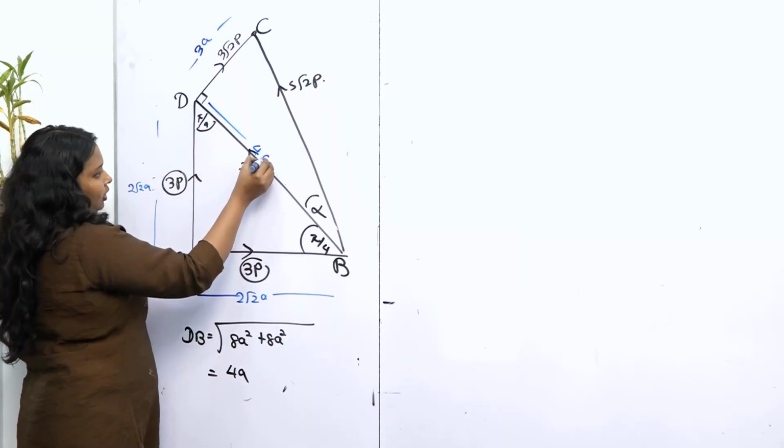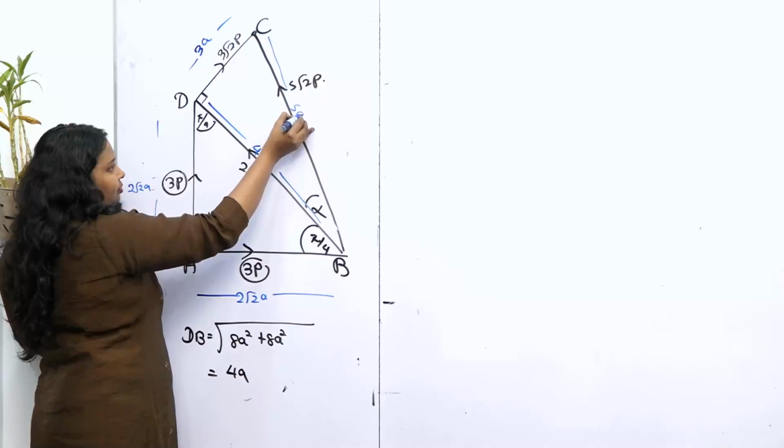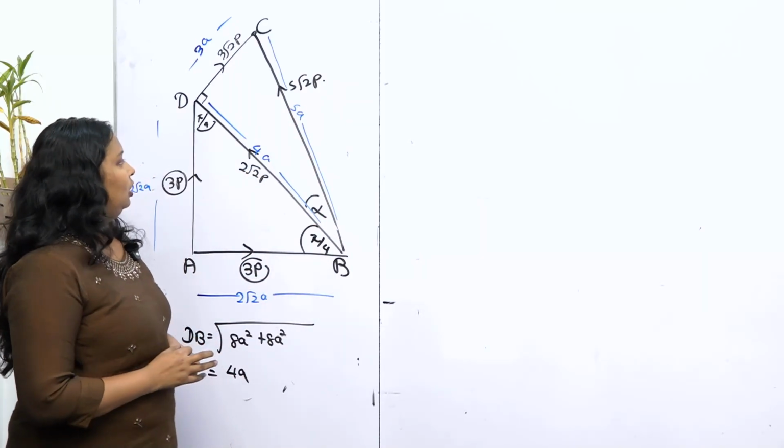This is 4a. This is 3a, this is 4a, so this is definitely 5a, you know the ratios. You can apply the Pythagorean relationship and find it again.